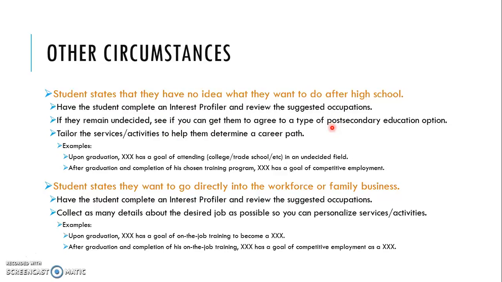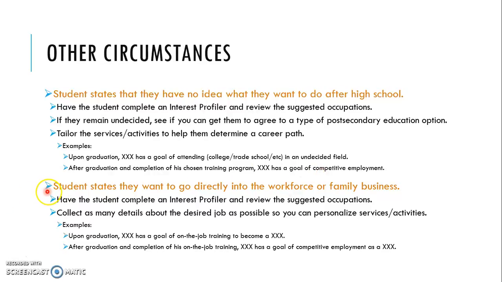If they absolutely know that they want to be done after high school, and they definitely do not want to go to any further schooling, that will help us tailor the services and activities. But we can leave things vague. So if somebody says, yeah, I know I want to go to college, I just don't know what I want to go for, you can say they have a goal of attending college in an undecided field. And then their employment goal would just be competitive employment. They know they want to get a job. They just have no idea what they want to get a job doing.